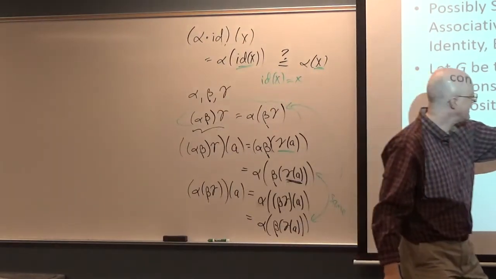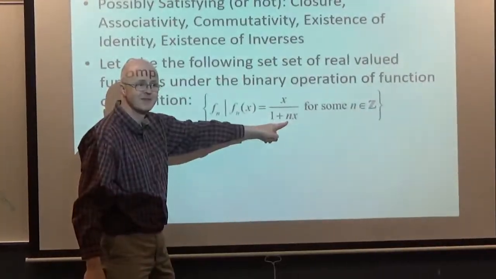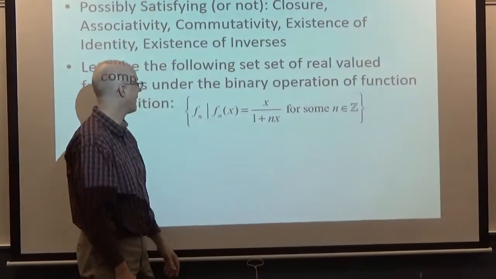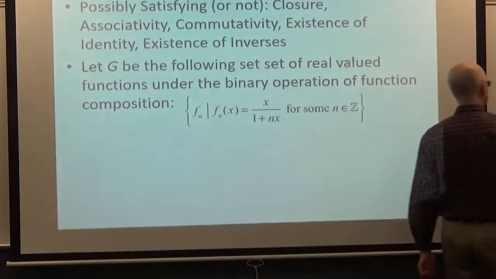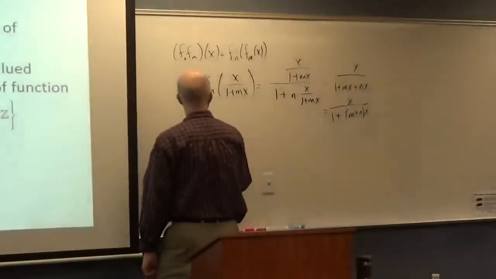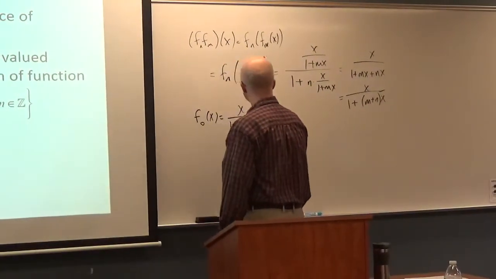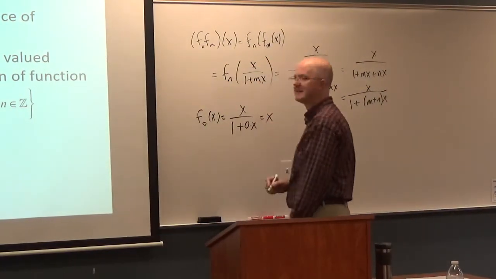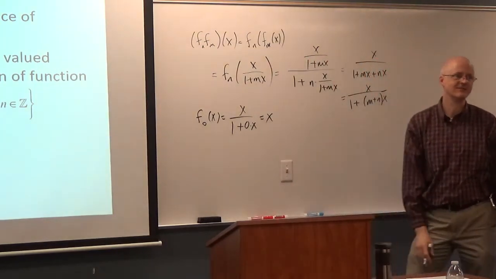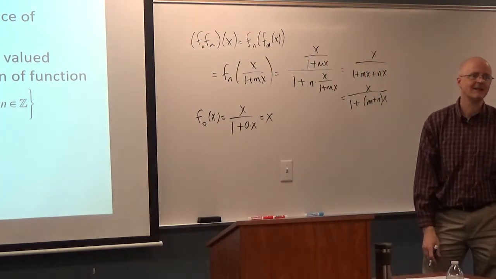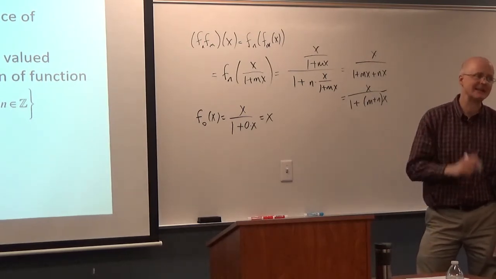Is there a value of n that will make this equal to x? 0. Yeah, n equals 0. F0 of x is x over 1 plus 0 times x, which is x. The identity function. And that will serve as the identity of this set. This set is going to be a group.